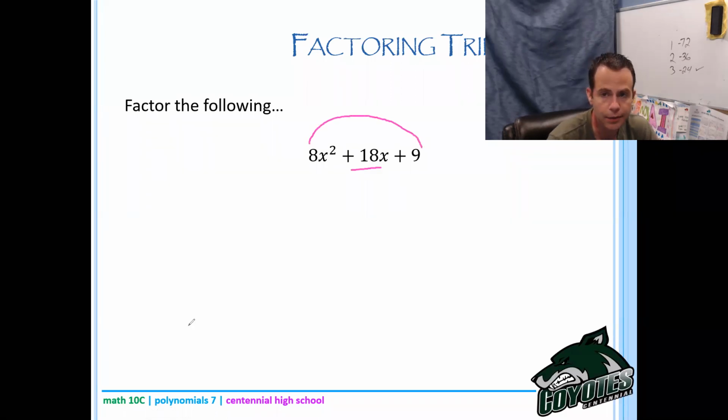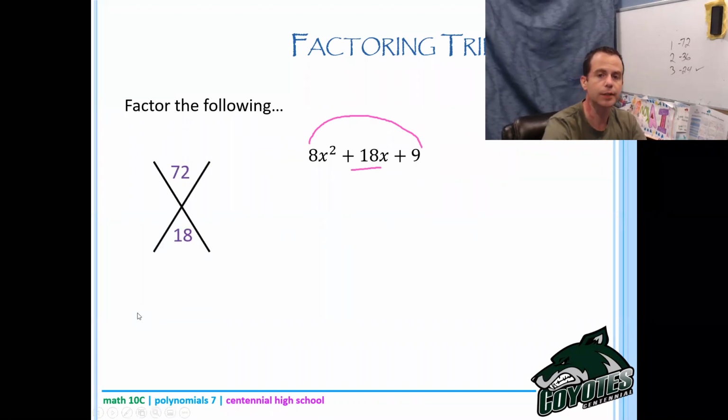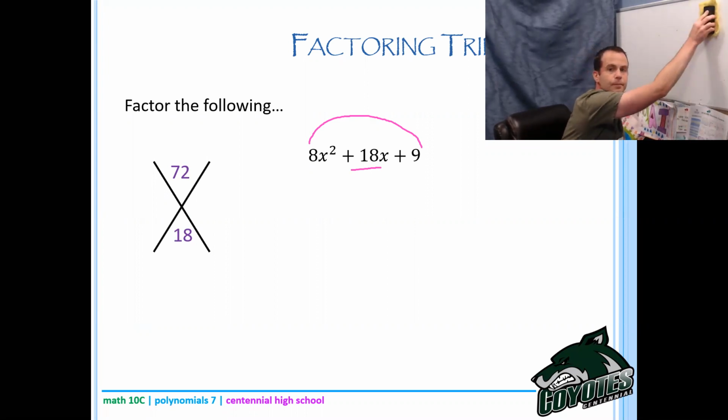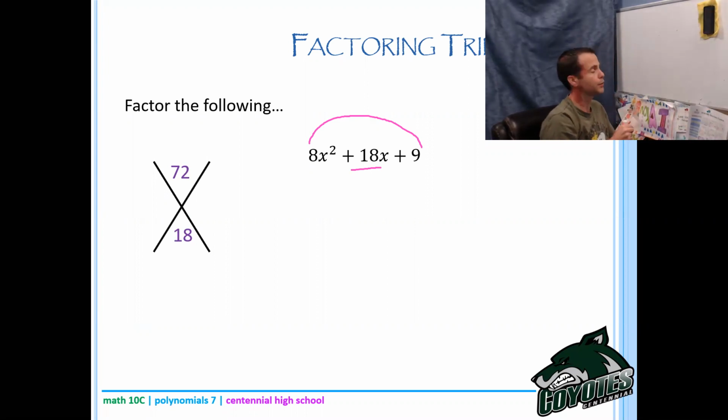and add together to give me 18. Okay, so I'm looking for two numbers that multiply together to give me 72 and add together to give me 18. They would both be positive here, so I just start going through my factors of 72. I've got 1 times 72, that's not going to work. I've got 2 times 36, that gives me 38, that's still not going to work. I've got 3 times 24.